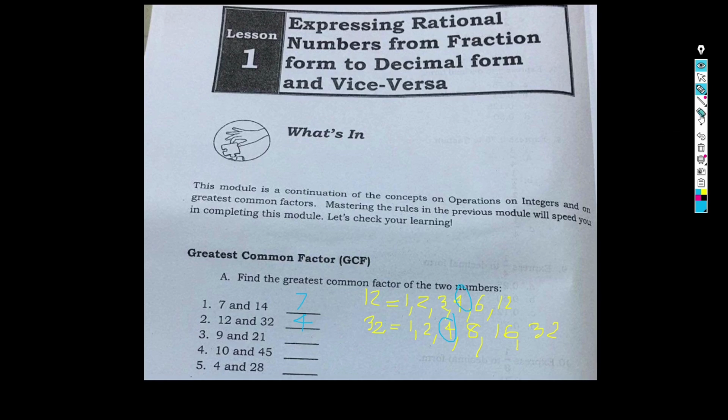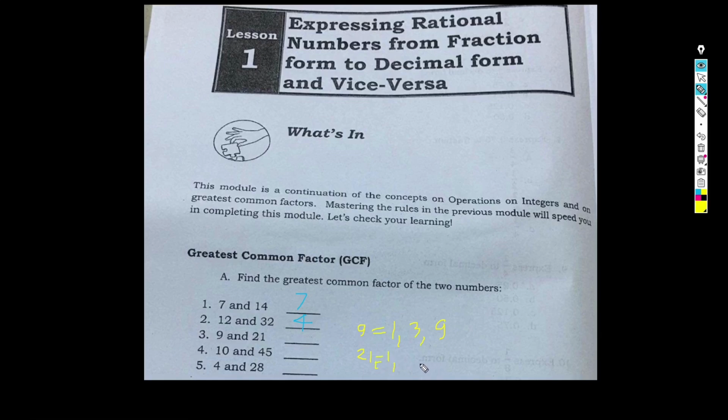Okay, let's go to the next. 3 and 21. So what are the multiples of 9? The greatest multiples of 9, and then the greatest multiple of 21. Okay, for 9, it's 1 and then 3, of course, and then 9. What about 21? That's 1.